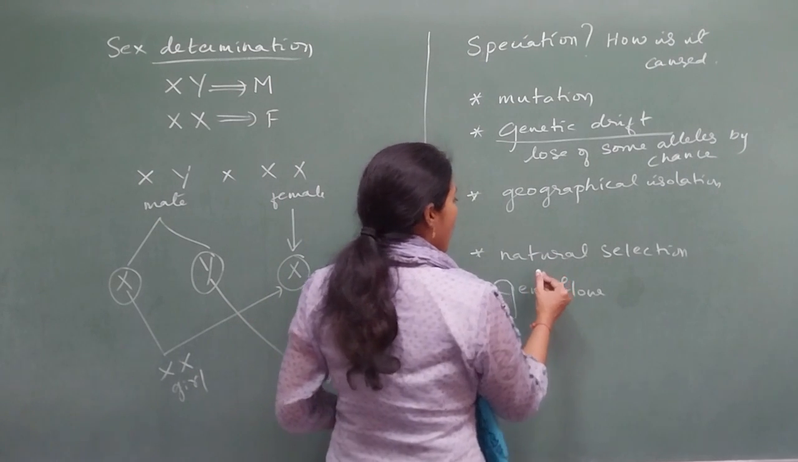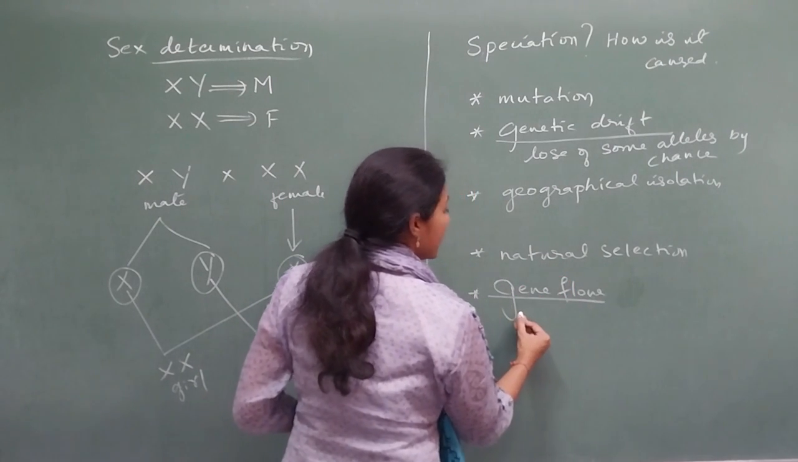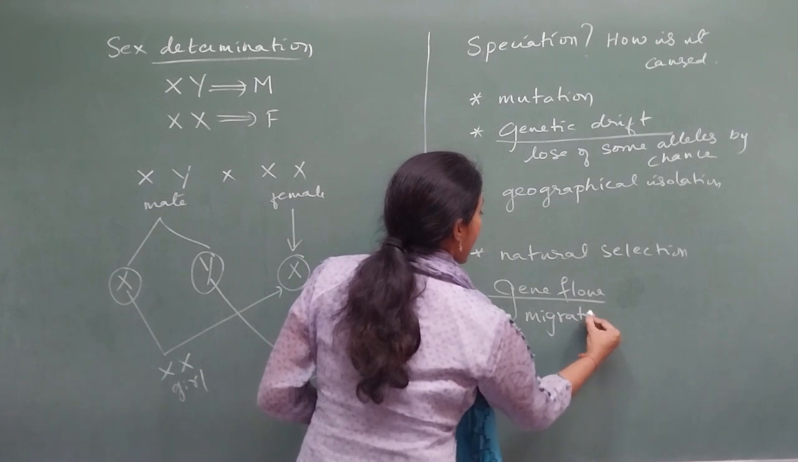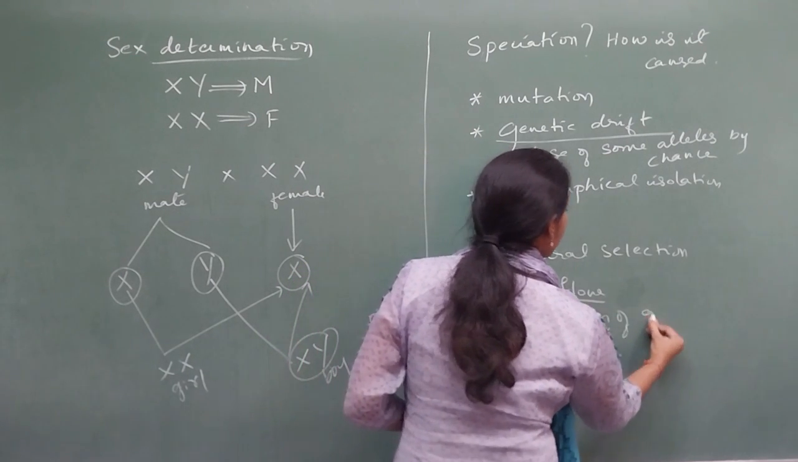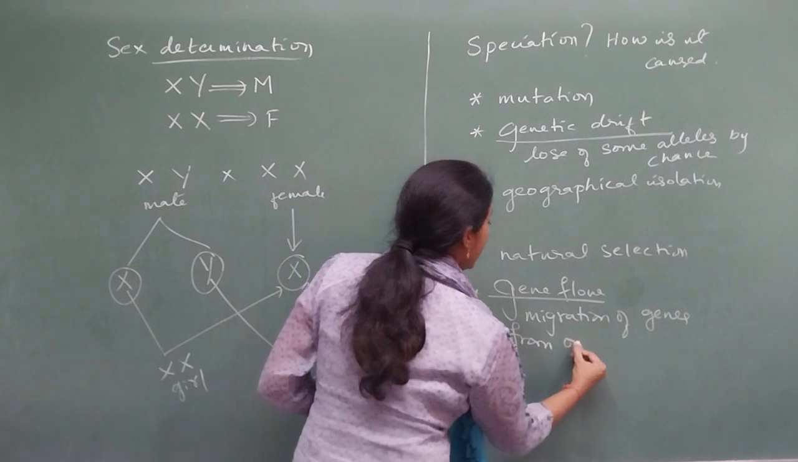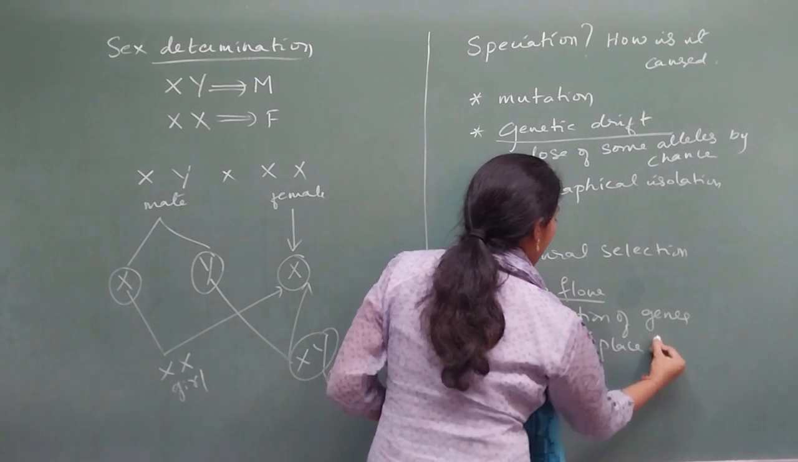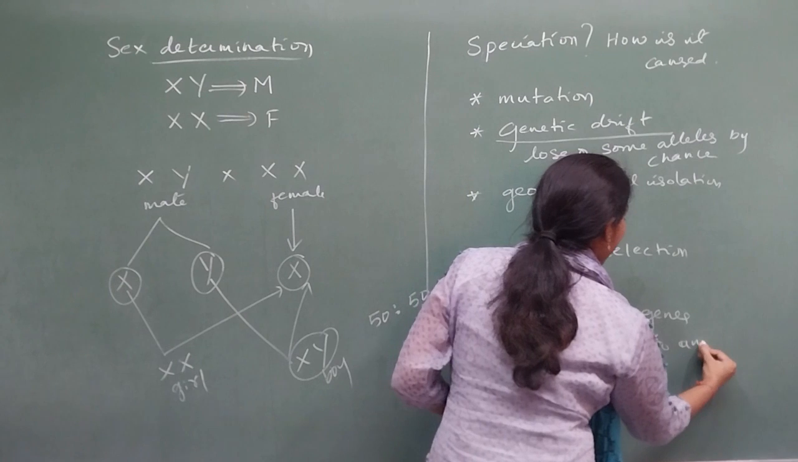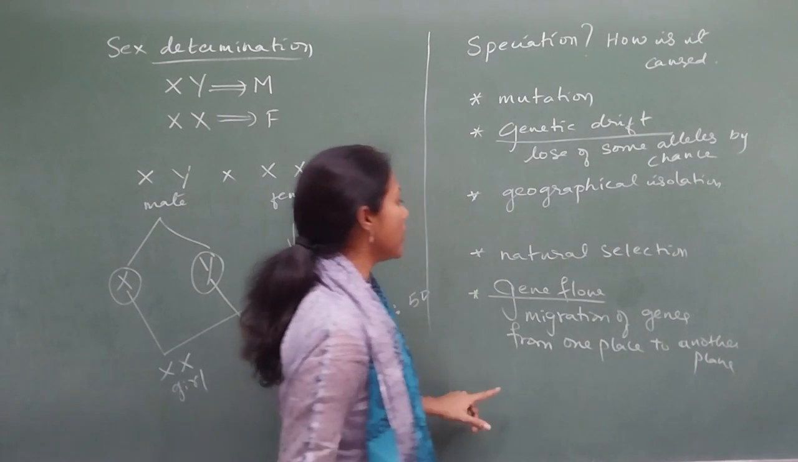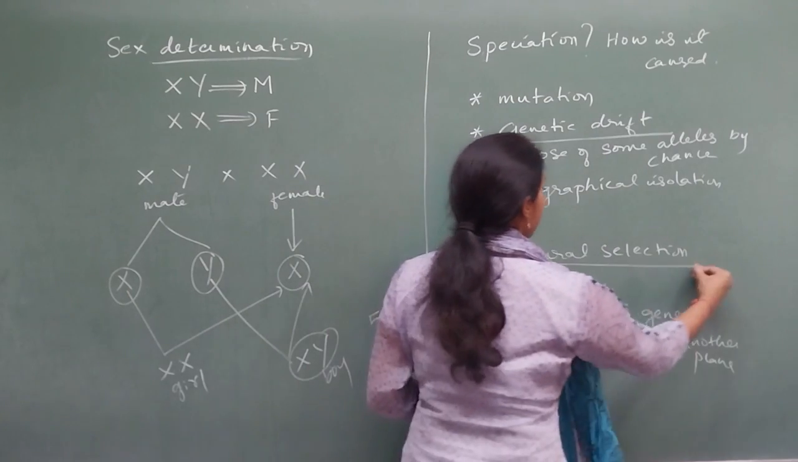So what is gene flow? Gene flow is migration of genes or alleles from one place to another place. This is how you can define gene flow. What is natural selection?